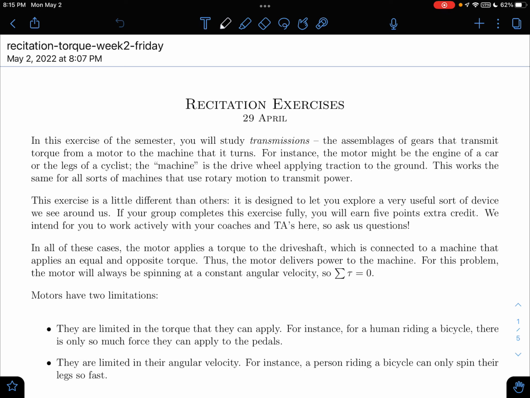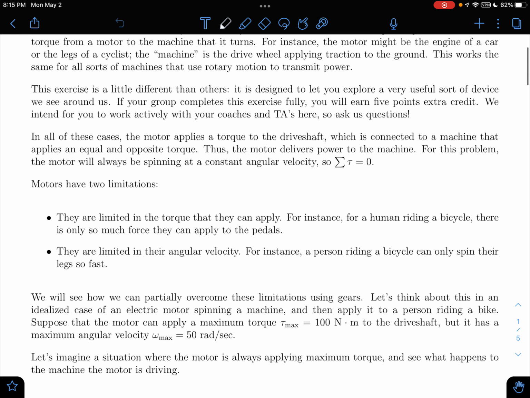Alrighty, y'all. Are you ready to learn? Today we're taking a look at our recitation for April 29th. And for this one, we're going to be looking at transmissions and gears and various other things.